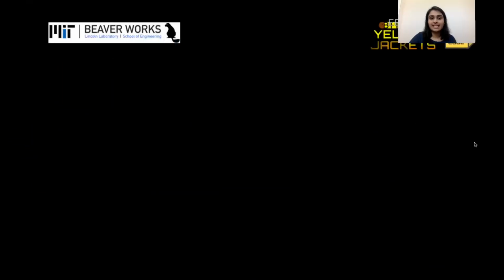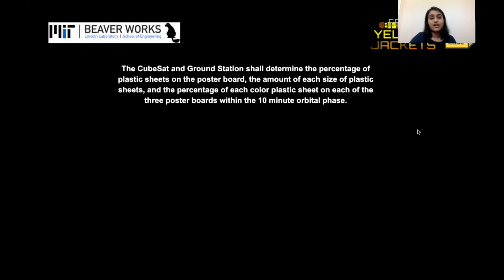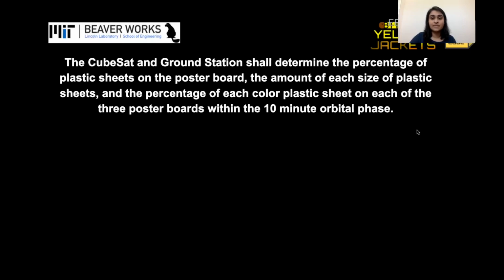Before we begin designing and building our CubeSat, we first had to create mission requirements, or set parameters as to what would determine if our CubeSat had accomplished its mission. We created an overarching mission requirement that the CubeSat and the ground station shall determine the percentage of plastic sheets on the poster board, the amount of each size of plastic sheets, and the percentage of each color plastic sheet on each of the 3 poster boards within the 10-minute orbital phase. After creating this overarching mission requirement, we then created mission requirements for each of the subsystems.